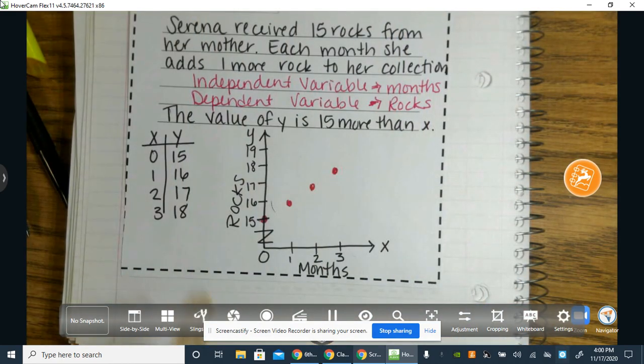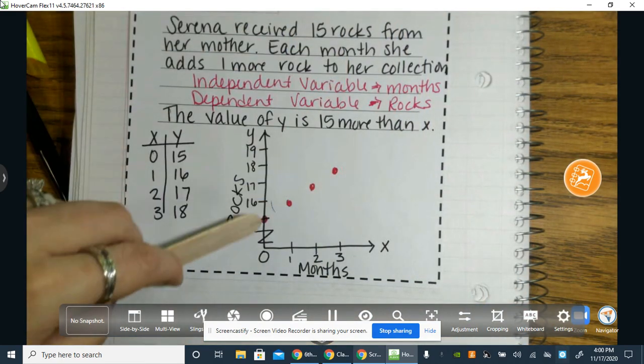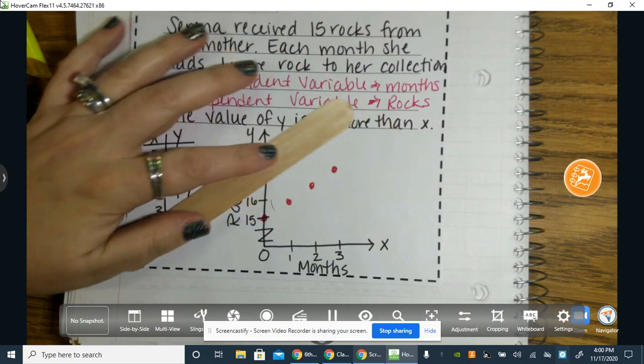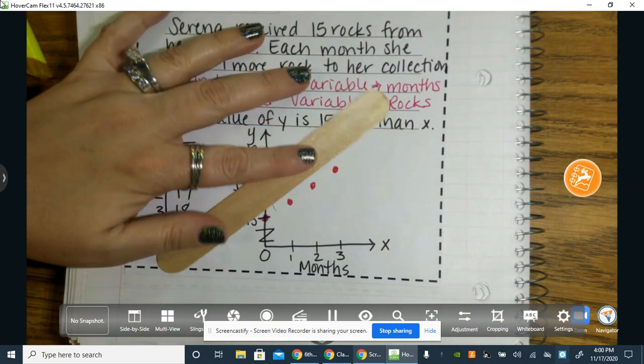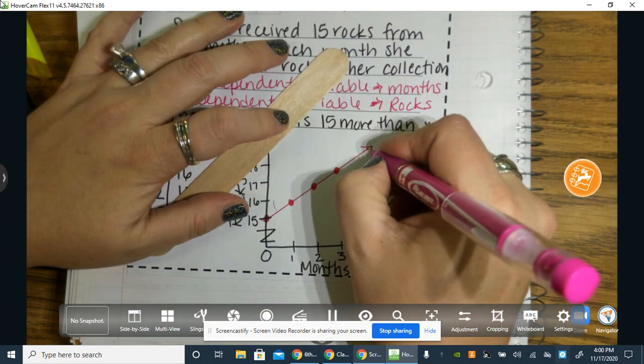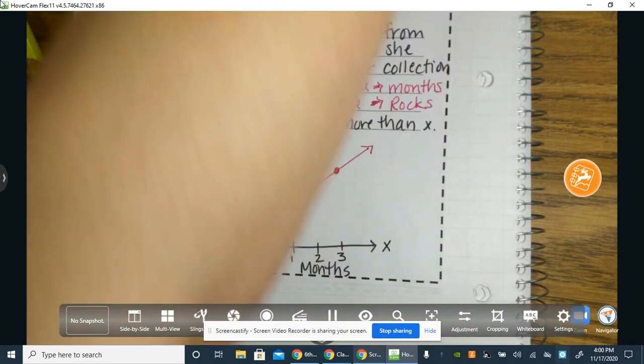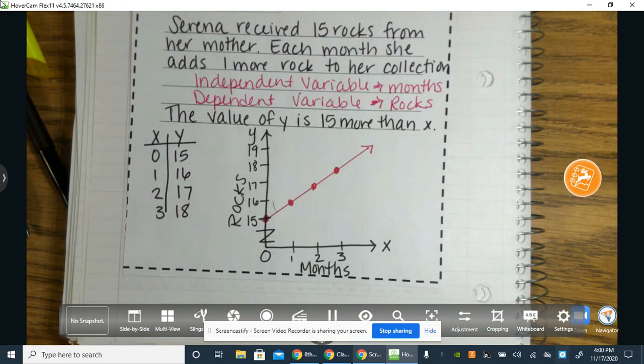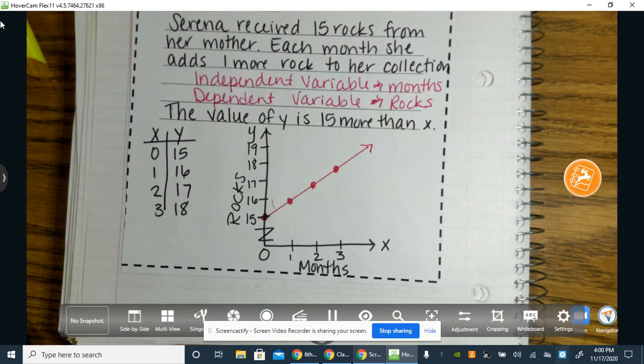And then again, all the time when you're graphing, you make sure your numbers are right and your dots are plotted. Then you're going to draw a line through and make sure that your arrow is there to show that it's a continuous line that can continue. All right, so that does it for our notes for today.